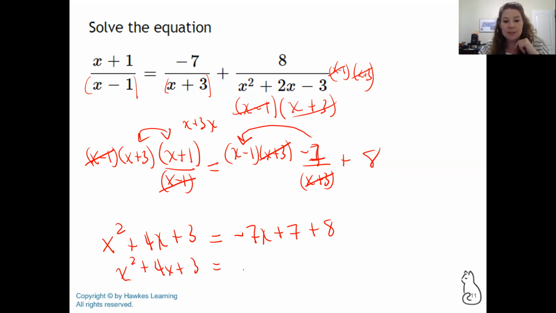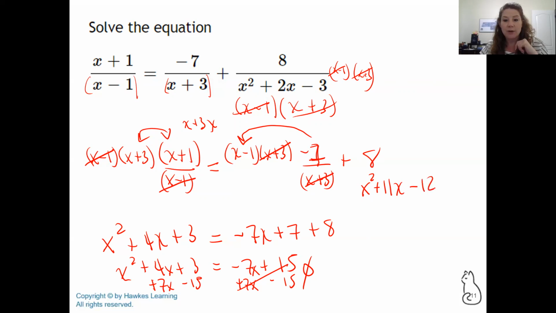Let's combine like terms. -7 plus 15. Whoops, that's an x. So now we're going to add 7x to the other side. And we're going to subtract 15 from both sides. So that all cancels and we end up with 0. So we have x squared. 4x plus 7x is 11x. And then 3 minus 15 is -12 equals 0. Are there two numbers that multiply to give us -12 and add to give us 11? I think that would be +12 and -1.